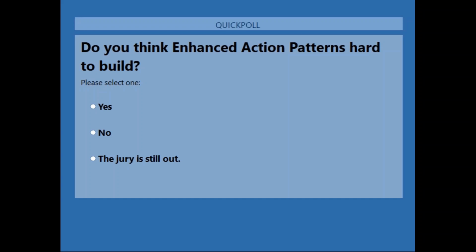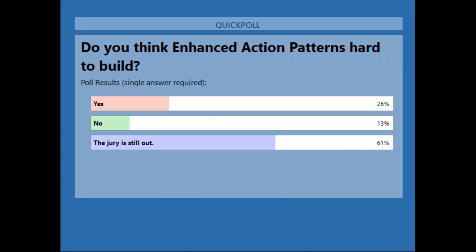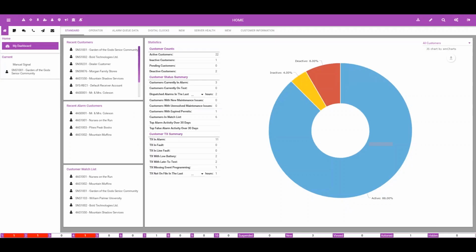So do you think the enhanced action patterns are difficult to build? All right, I'm going to share that. So right now the jury's still out. We got 13% of people saying no, and 26% are saying yes. So yeah, that's actually really kind of good. I'm glad people are still giving it the benefit of the doubt that the jury's still out. So that's excellent. I'm glad to see that.